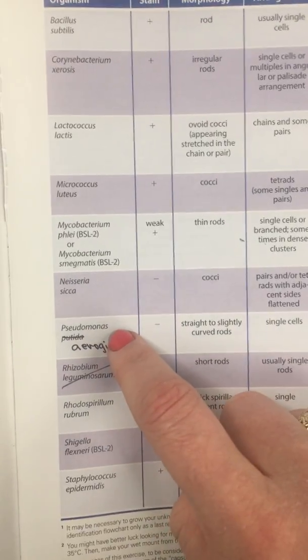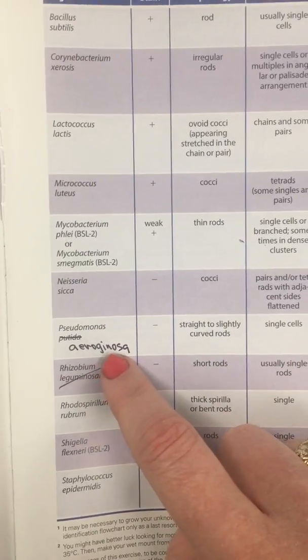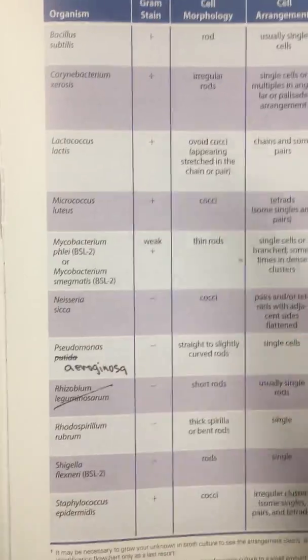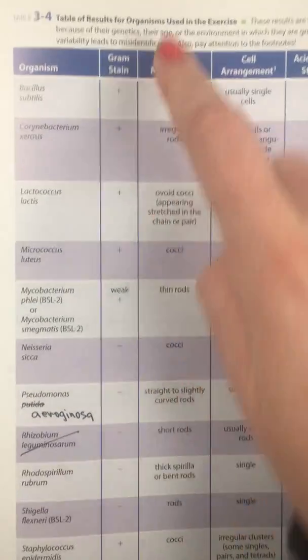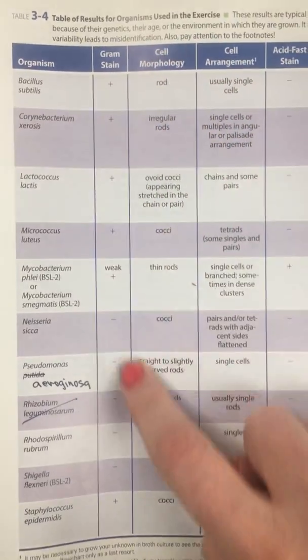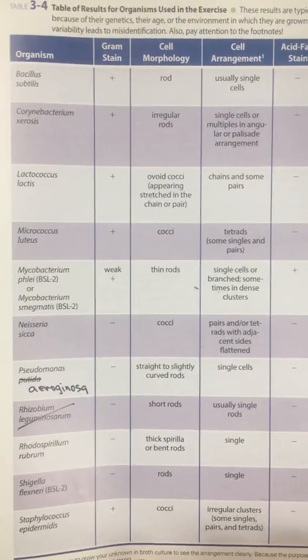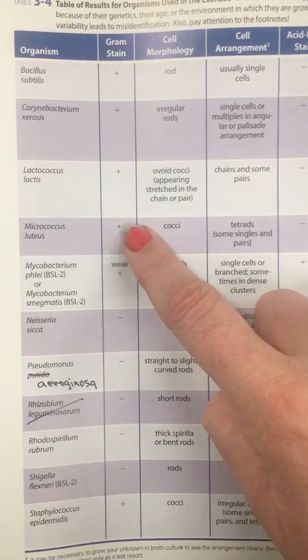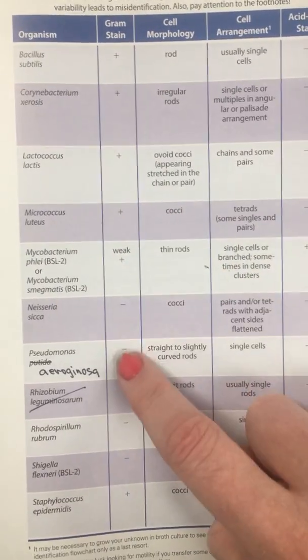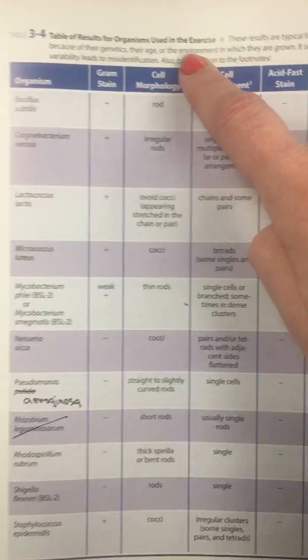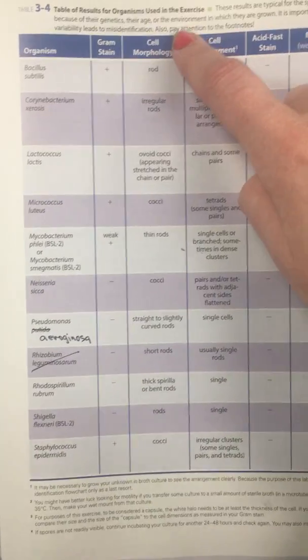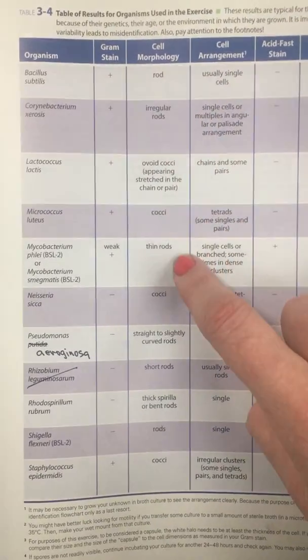And notice we may be using Pseudomonas aeruginosa instead of Pseudomonas putida. This makes it easier on you. Notice for this gram stain column, it tells whether the organism is gram positive and stains purple or gram negative and stains pink. For the cell morphology column, it tells you what shape the cell is.